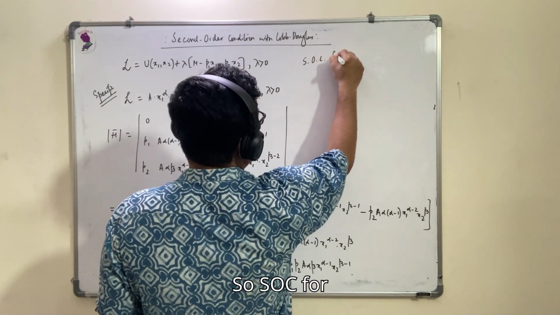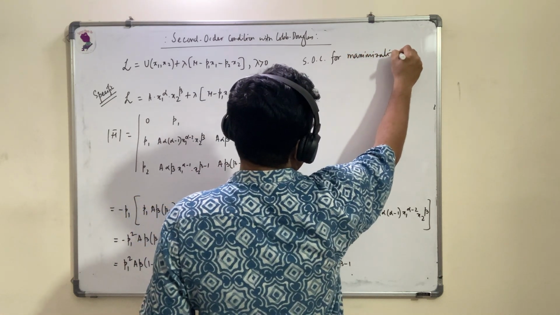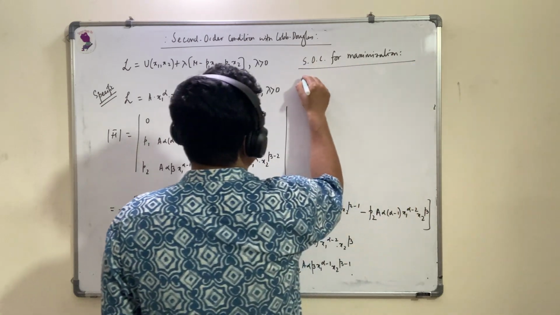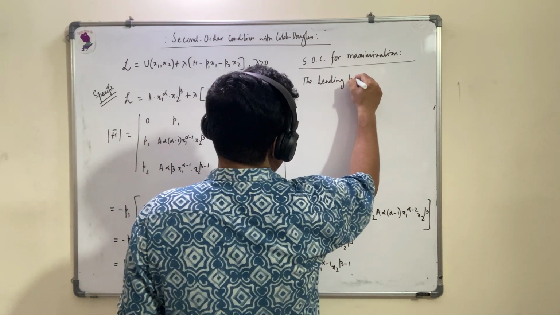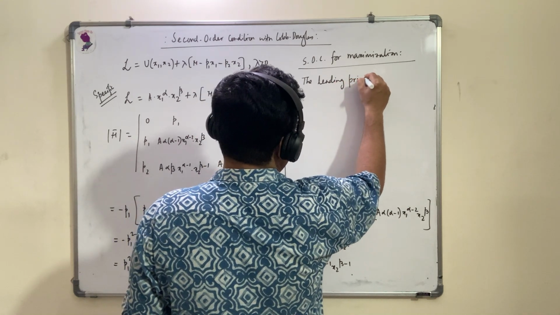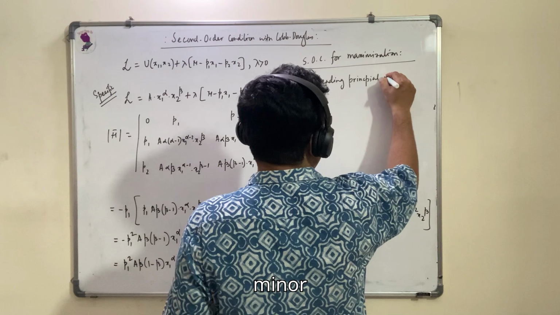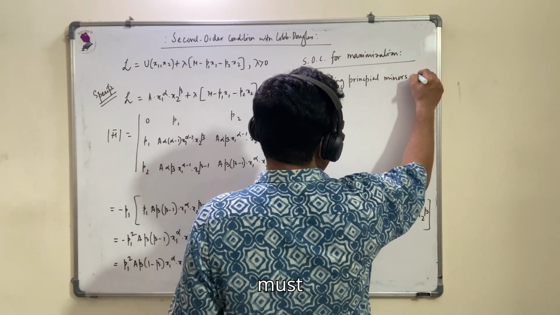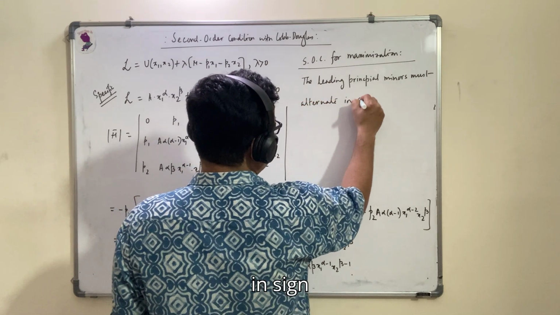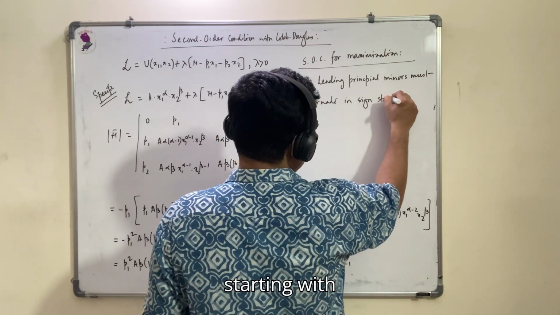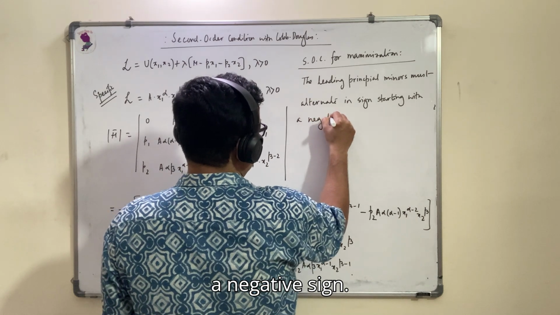So SOC for maximization: the leading principal minors must alternate in sign, starting with a negative sign.